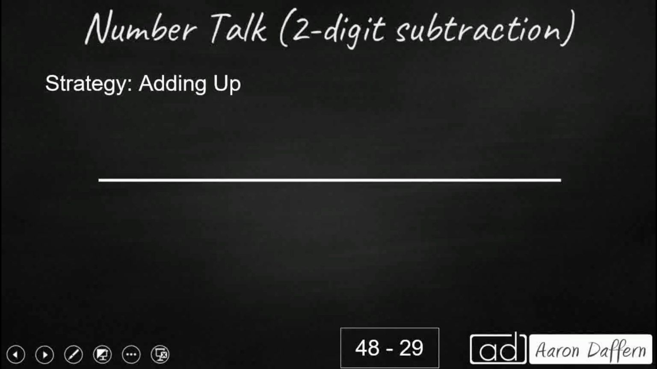So the first thing that we could have done is to use the strategy adding up. And so what we do is we start with our little number, which actually has a term. It's called the subtrahend. So rather than just calling it the little number or the second number, let's call it the subtrahend. And we're going to add up. What we want to do is we want to get up to our big number, which, as you could guess, has its own name. It's called the minuend. So we're just going to add up from 29 up to 48.